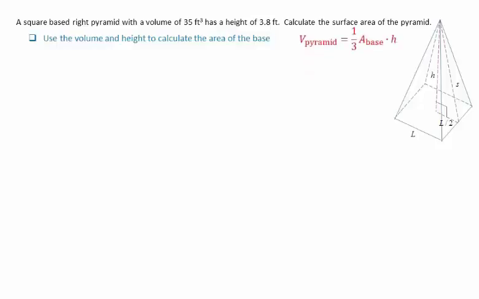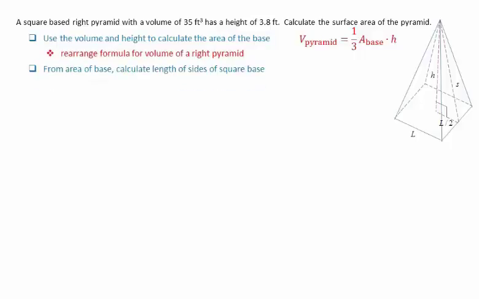We can use the formula for the volume of a pyramid, 1/3 times the area of the base times the height, and rearrange this formula for the area of the base. Once we have the area of the base, we can calculate the lengths of each side since we have a square base. From the base length and the height of the pyramid, we can calculate the slant height, S.